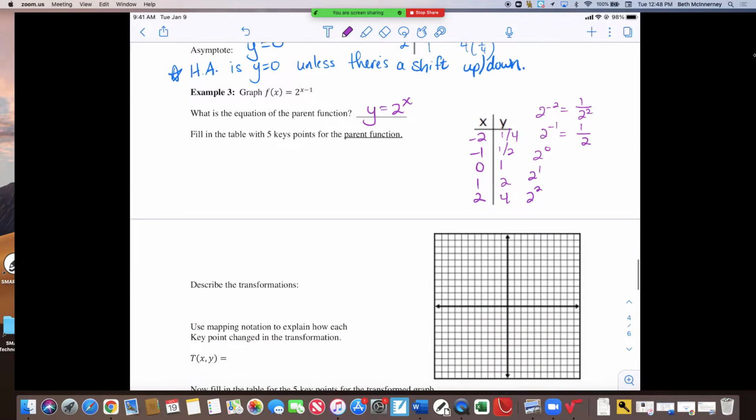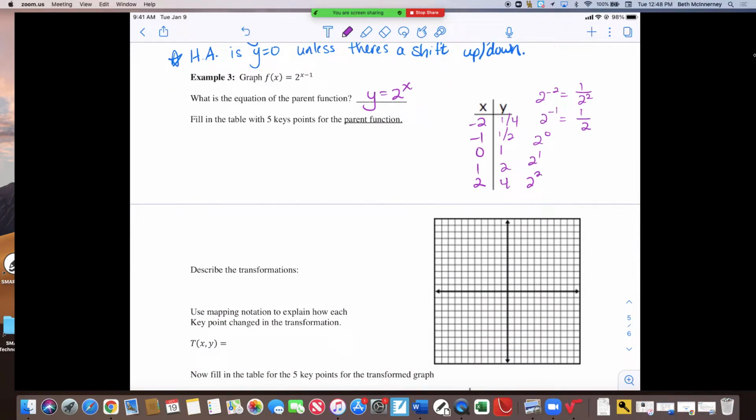All right, now it says describe the transformations. Well, there's only one, right? It says f of x is 2 to the x minus 1. How is this graph being shifted? Davey?